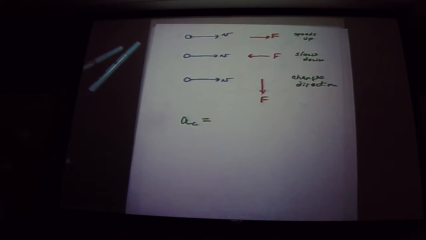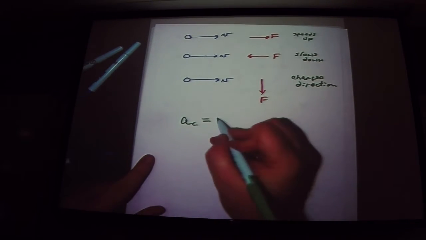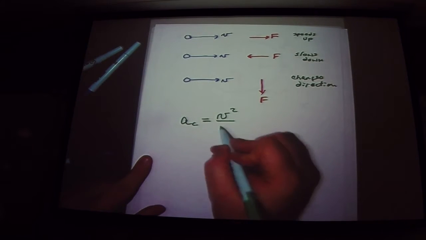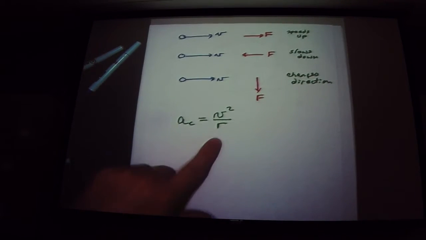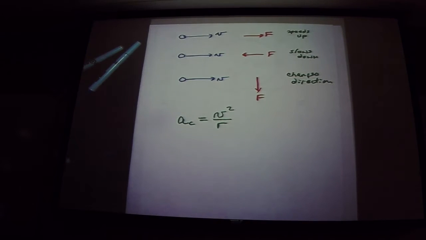Remember? No. Okay, fine. It's v squared over r, where r is the radius of the circle and v is the speed at which the object is moving. Is that a_c? That's a_c, the centripetal acceleration toward the center of the circle.